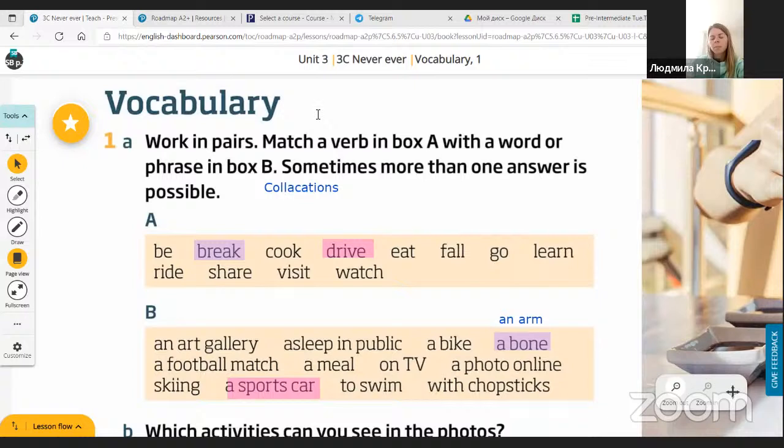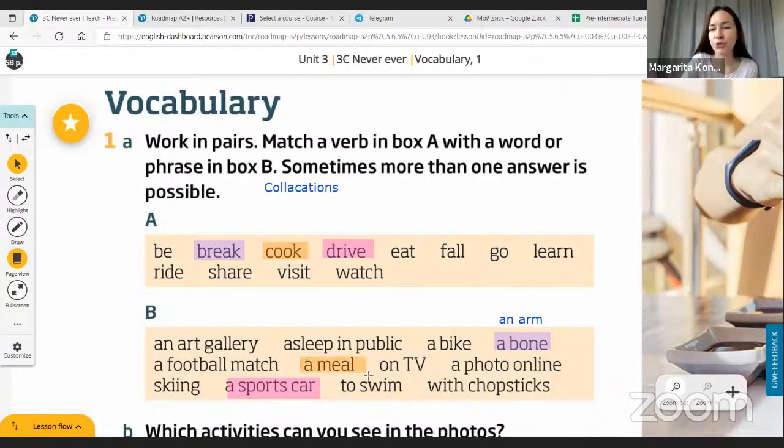Okay, good. The next one, cook. I think it's also not very difficult. Cook a meal. Cook a meal, that's right. Give me other examples with cook. Cook a dish. Cook a dish, yes. Cook pasta, yeah. Right, well done. Drive, yes, drive a sports car. Eat with chopsticks. That's right. And what do you eat with chopsticks? Sushi. Sushi, exactly.